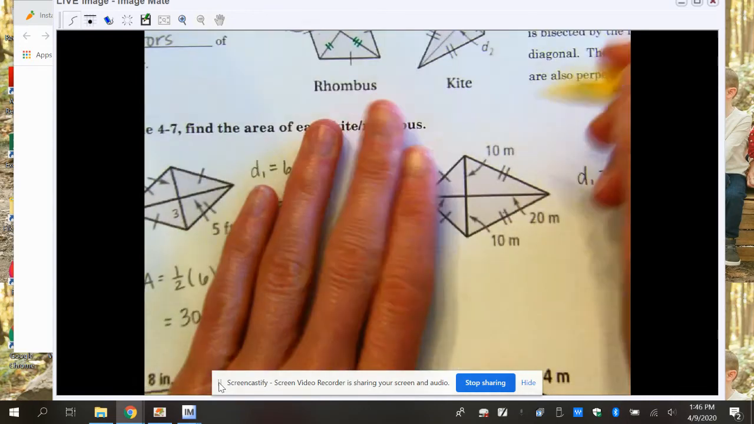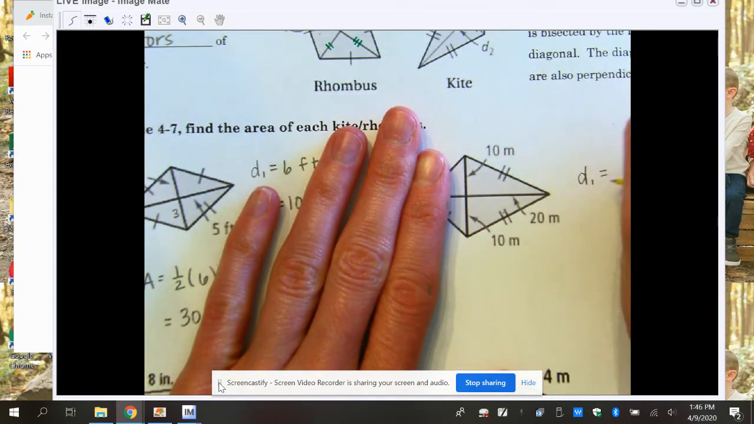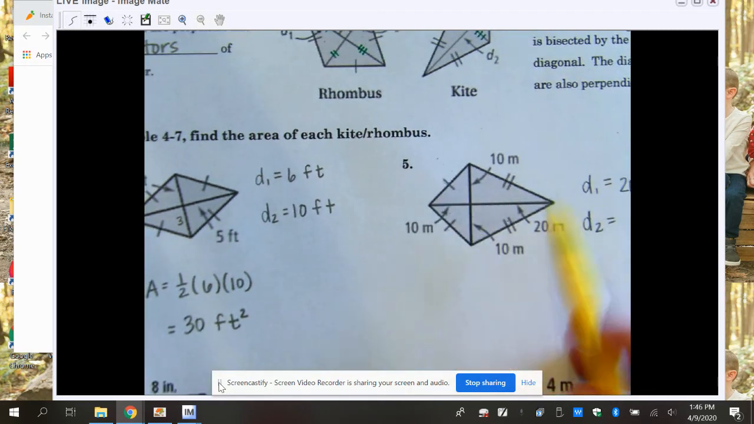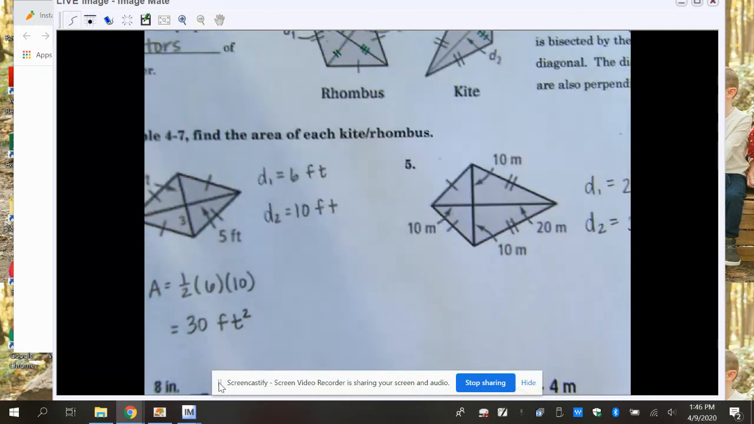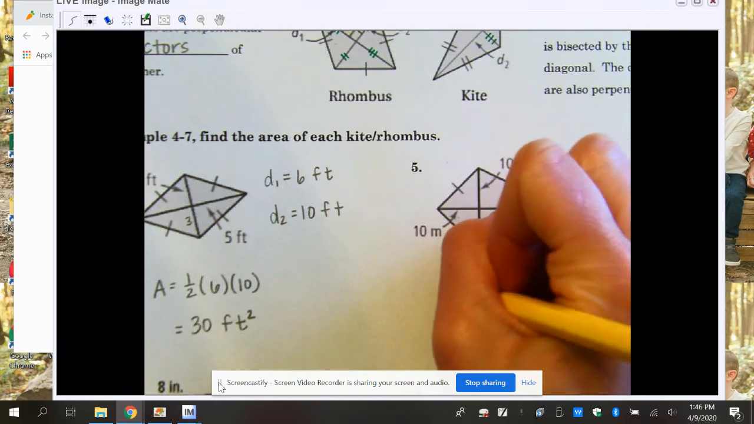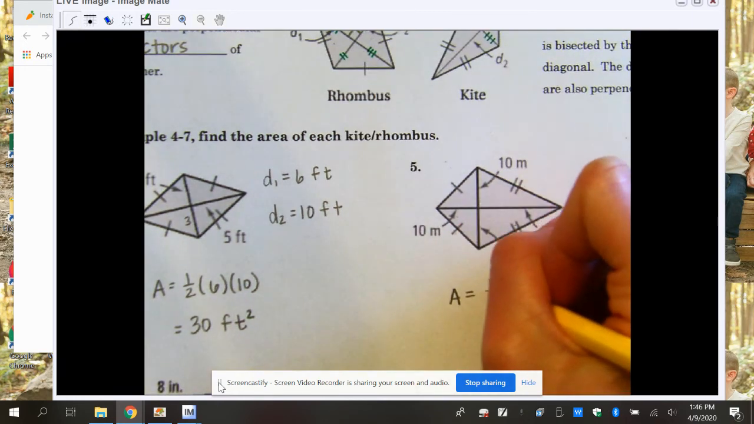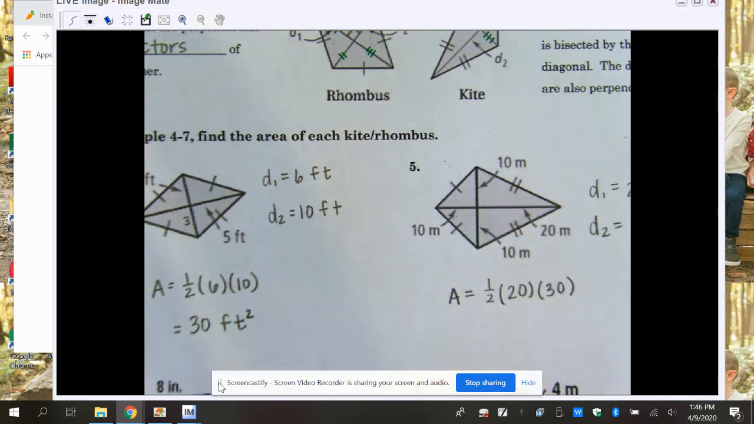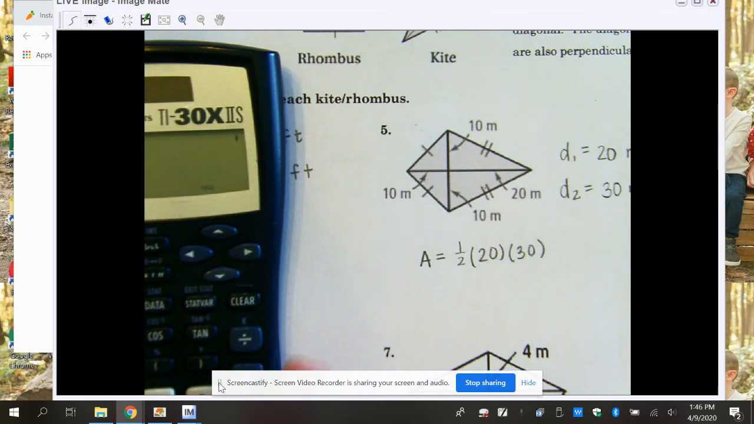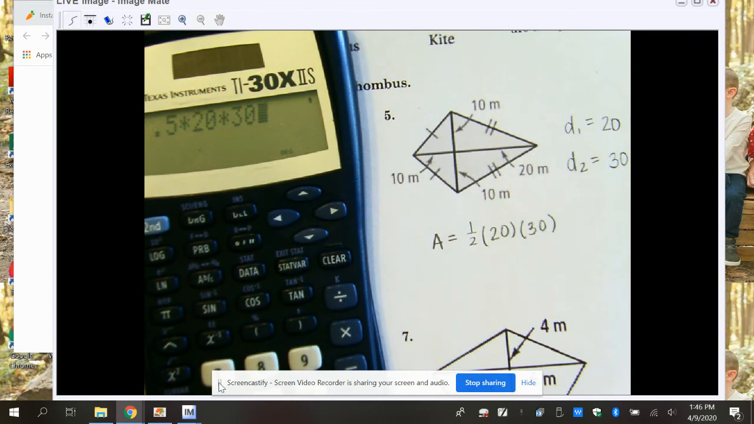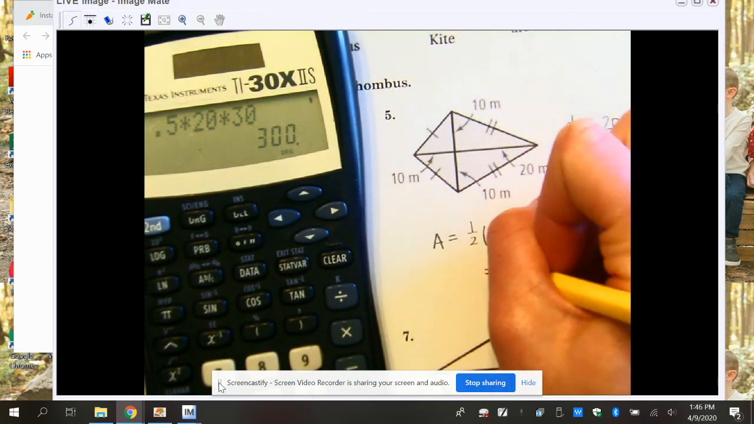One of the diagonals, 10 plus 10 is 20, and then 10 plus 20 is 30. So the length of the diagonals are 20 meters and 30 meters. And so the area is going to be 1/2 times 20 times 30. And so when I type that all in, I get 1/2 times 20 times 30, and that's going to give me 300 meters squared.